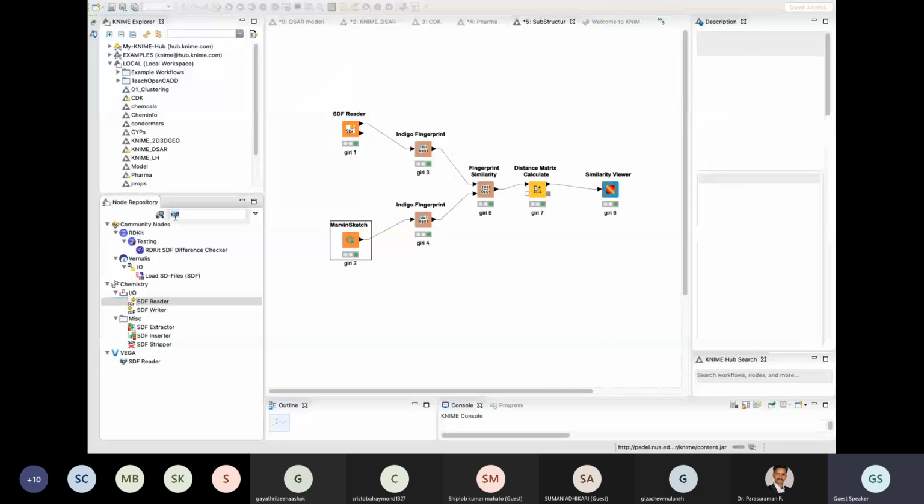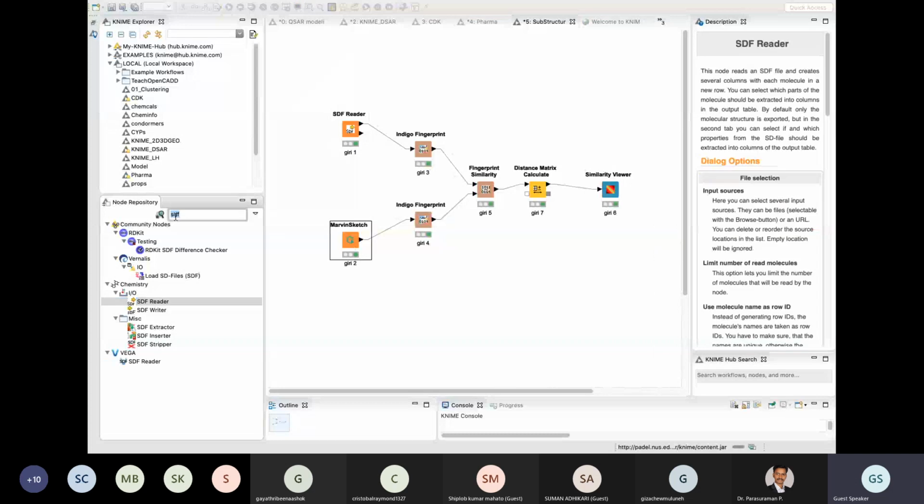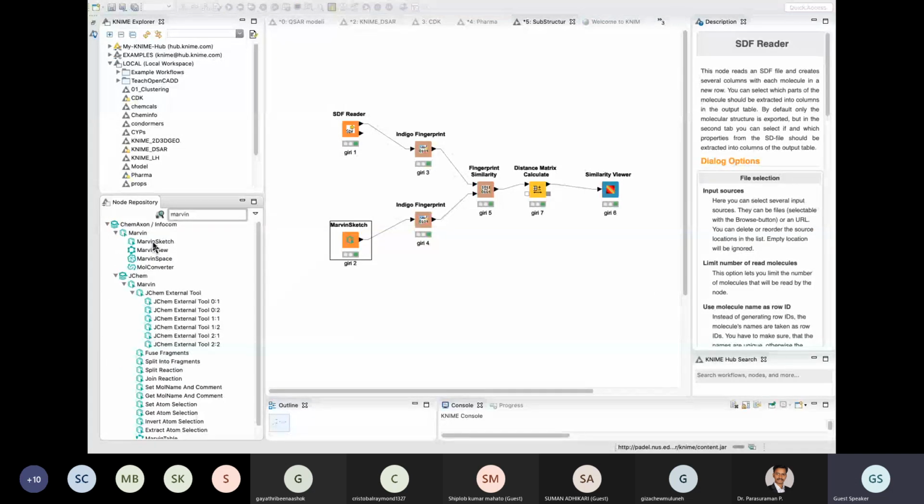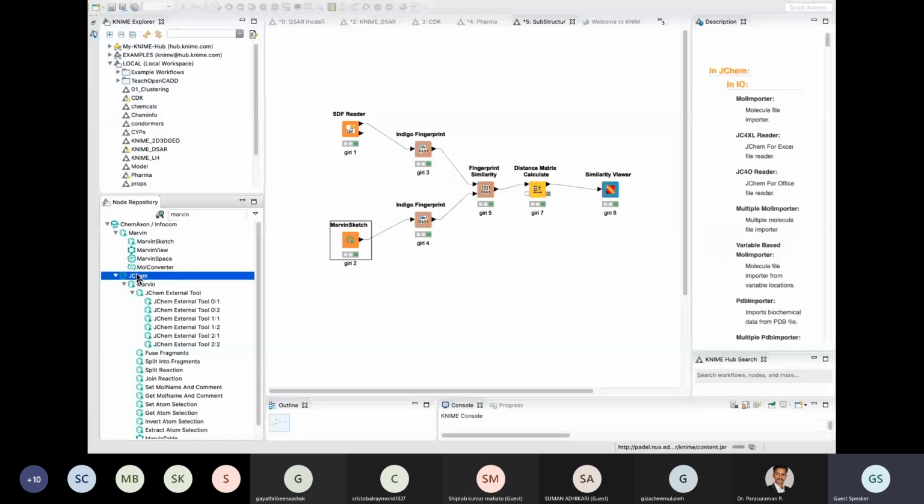Now, Marvin Sketch. Let us search here to work with Marvin. You should have ChemAxon installed. So all this under Marvin is free. All things under JChem are paid. So unless you do have a license, JChem will not work.